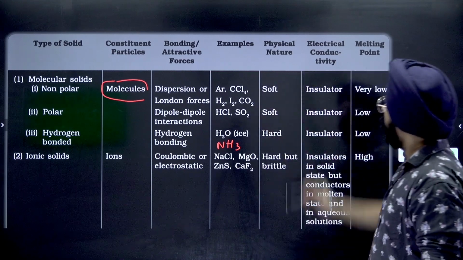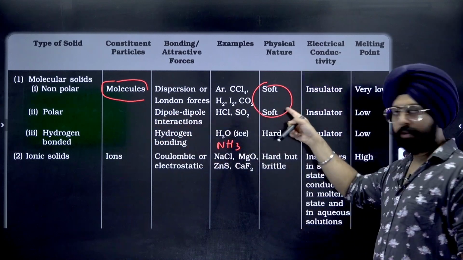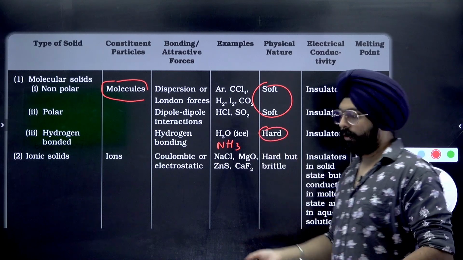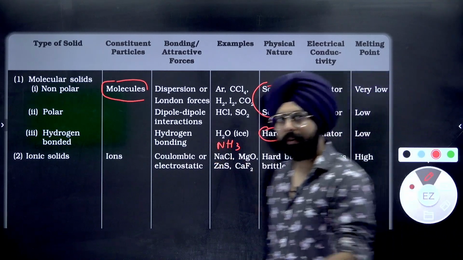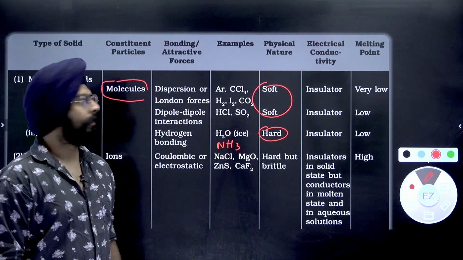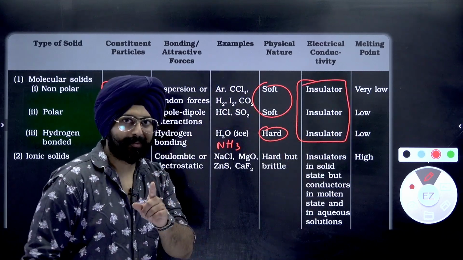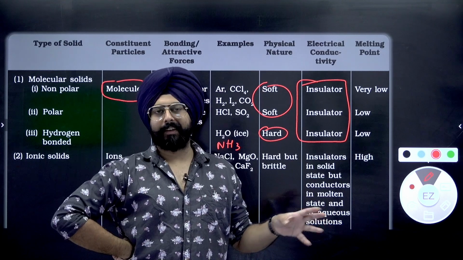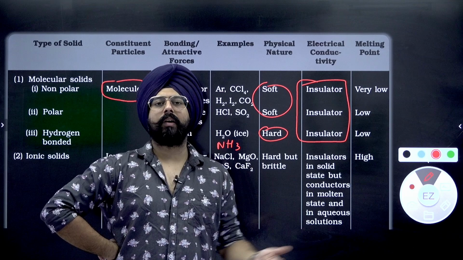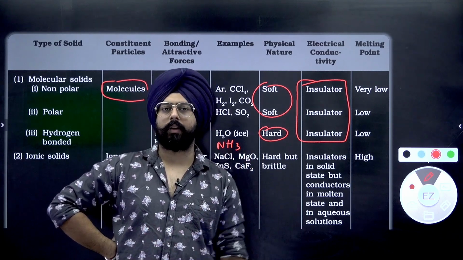Cool. So, physical nature of these: from the very weak forces, you'll get softer solids. From slightly stronger hydrogen bonding, you'll get a harder solid. They won't be as hard as diamond, of course, but harder. Fine. Electrical conductivity: insulators, they do not conduct electricity. Remember, water does not conduct electricity. When you dissolve salts into water, those ions move around to conduct electricity. Water on its own, be it liquid or be it solid, doesn't conduct electricity.